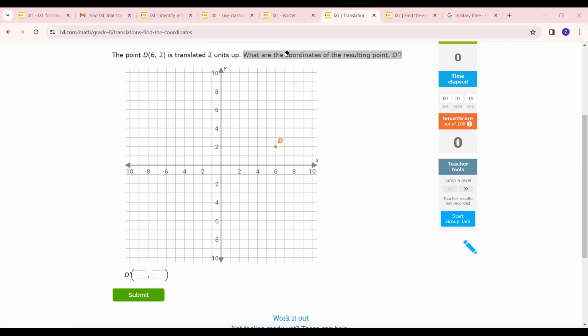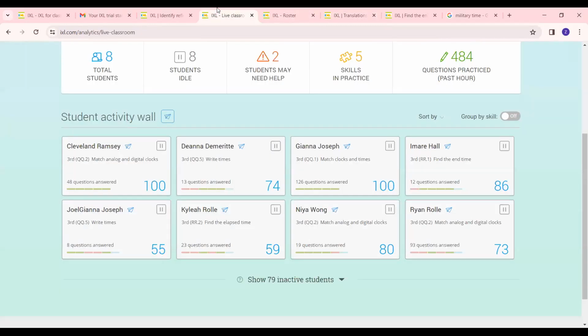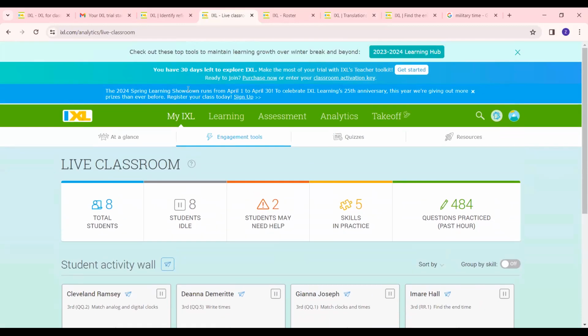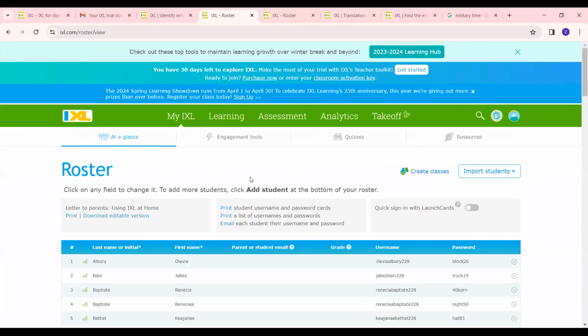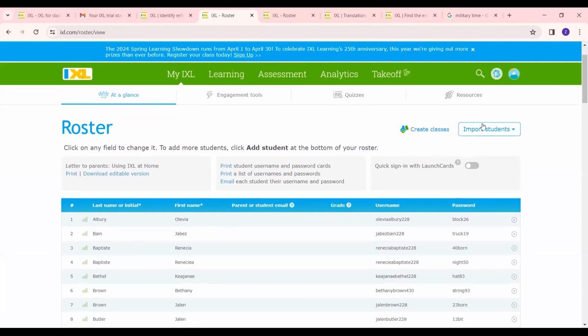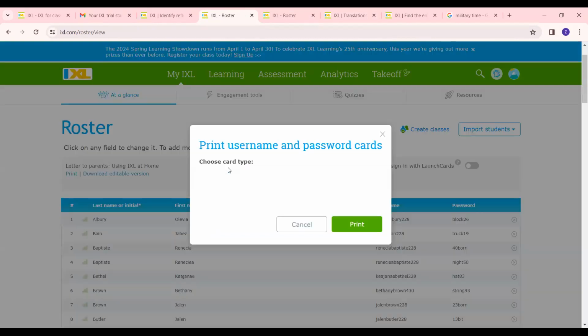But before I do that, I need to give you your IXL username and password. If you do not see your name on the list, then please let me know. If you do not see your name, that means that I missed your name. Your name may also be spelled incorrectly. If so, please forgive me, and the next time we have it, I will spell it right. So let me print this.